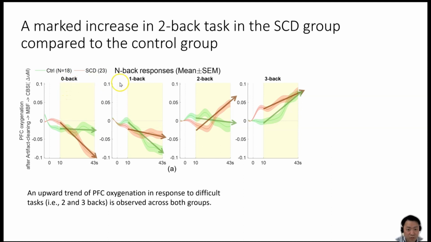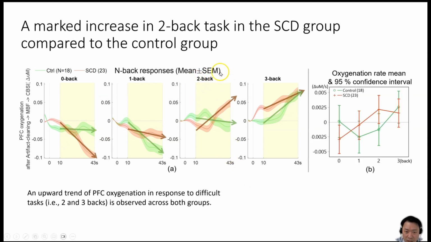You can see there are 0 back to 3 back responses, all ensemble averaged. Green is the control group, and red is the sickle cell disease group. You notice that for both groups there was an upward trend towards the difficult task. However, what to note is that for the 2 back task, we can say there was a pronounced increase in sickle cell disease compared to controls, which is also shown by a marginal difference between the sickle cell disease and control groups, with a p-value of 0.06, although it's not shown here.